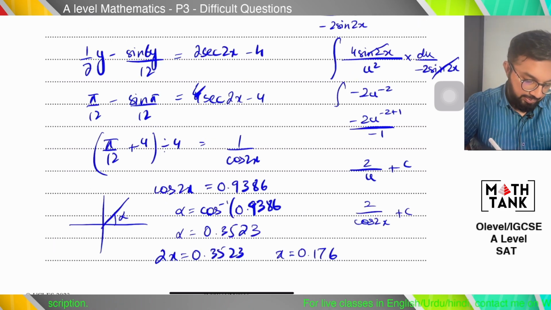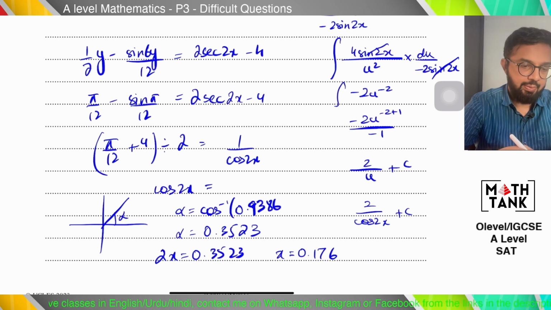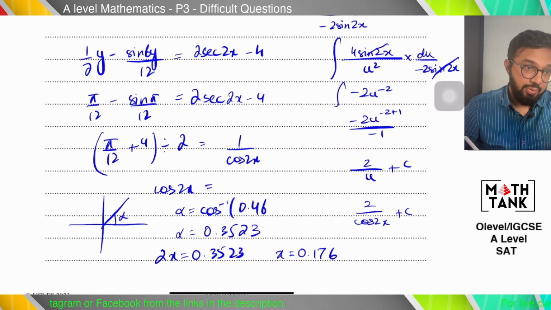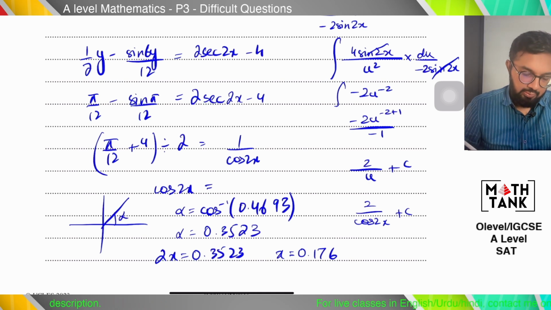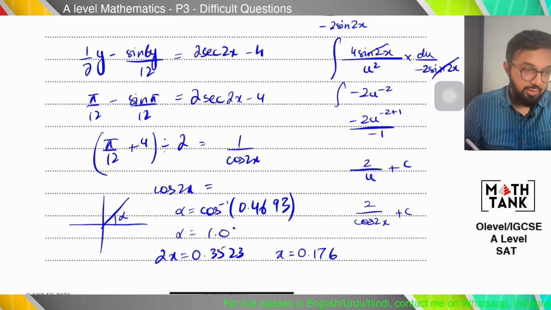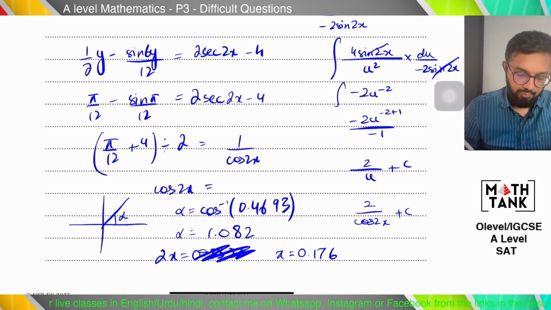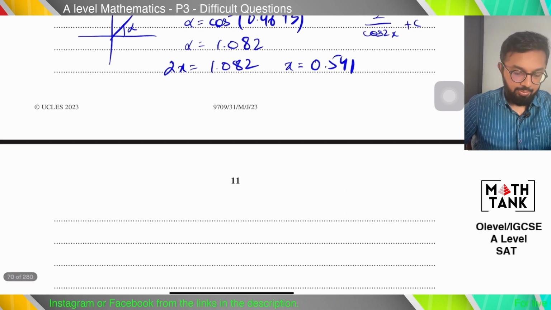My mistake is very simple. It should have been 2. I don't know why I've written 4. So divide by 2, and that number changes. That's 0.4693, 1.082 and 0.541. Okay, simple writing mistake because it's a long question.